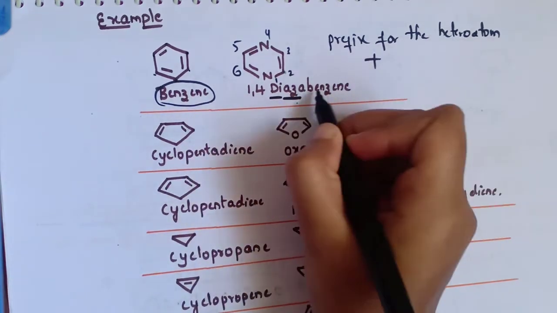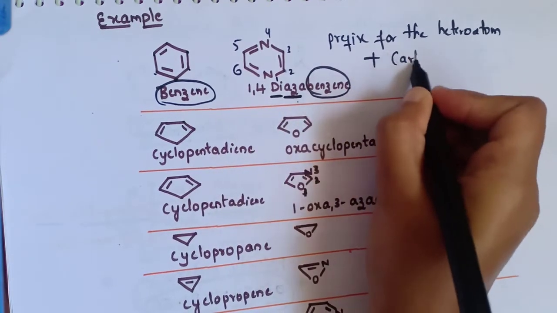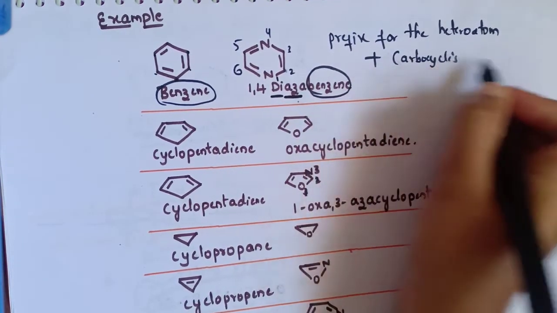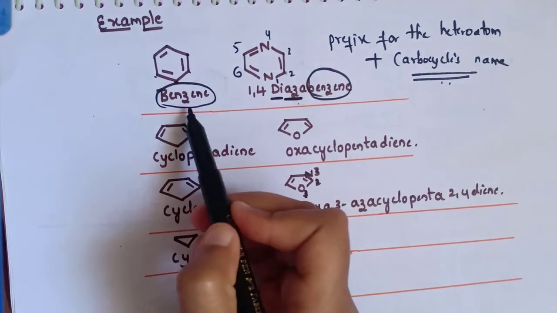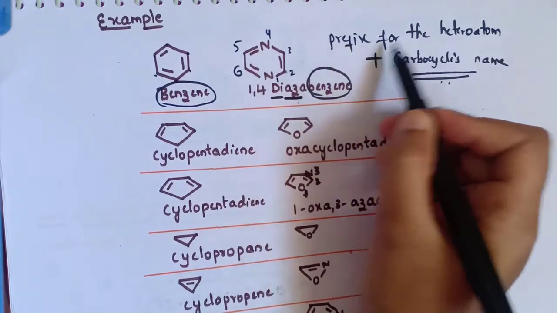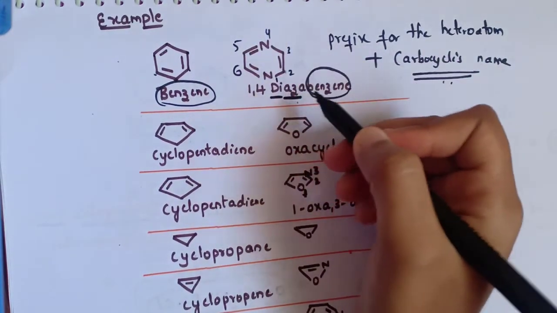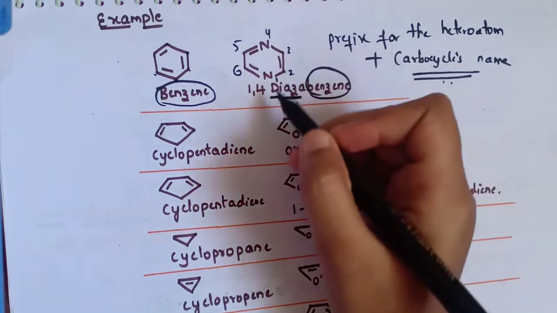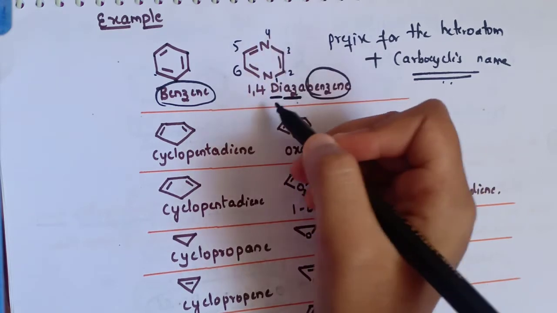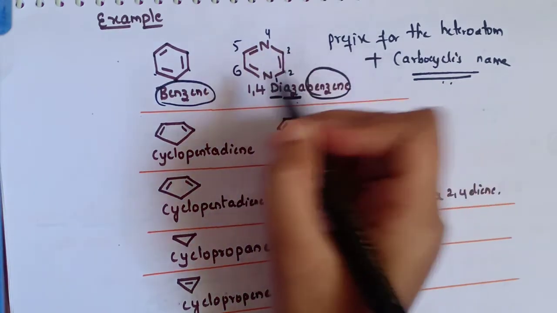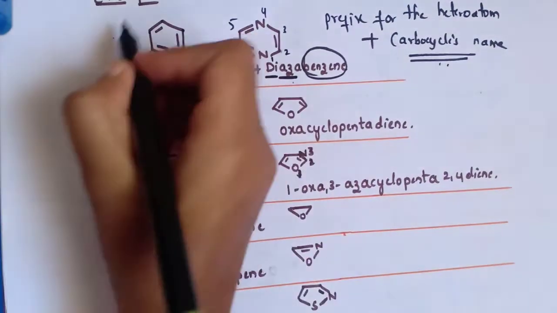Next, what is involved? The carbocycle's name is used in the replacement nomenclature. Benzene is a carbocycle. First, the prefix for the heteroatom: we know that here 1,4-diaza is present. That means two nitrogens are present. Nitrogens are called aza, and they are present in the 1 and 4 positions, so they are called diaza, and the carbocycle is benzene. Like this. Next, let's see the second example.